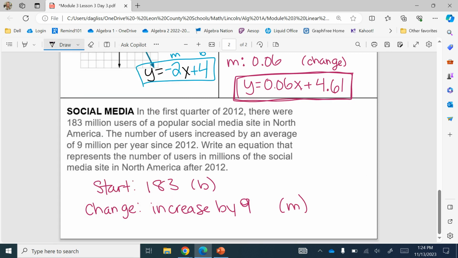All right, so let's write our equation. Y equals. Y equals 9x. There you go. Plus. There you go.